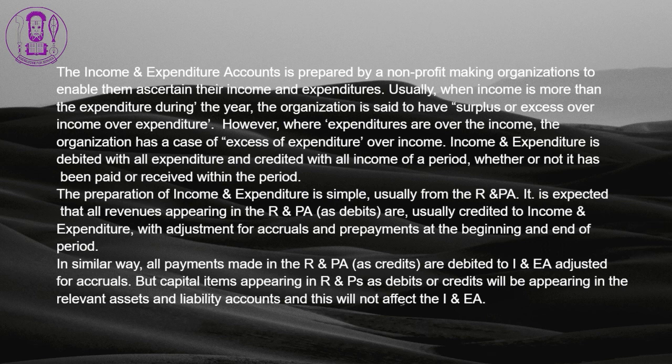Income and expenditure is debited with all expenditure and credited with all income of a period, whether or not it has been paid or received within the period. The preparation of income and expenditure is simple, usually from the RNPA. It is expected that all revenues appearing in the RNPA as debits are usually credited to income and expenditure, with adjustment for accruals and prepayments at the beginning and end of the period. In a similar way, all payments made in the RNPA as credits are debited to the INDA, adjusted for accruals. But capital items appearing in the RNPA as debits or credits will appear in the relevant asset and liability accounts, and this will not affect the INDA.